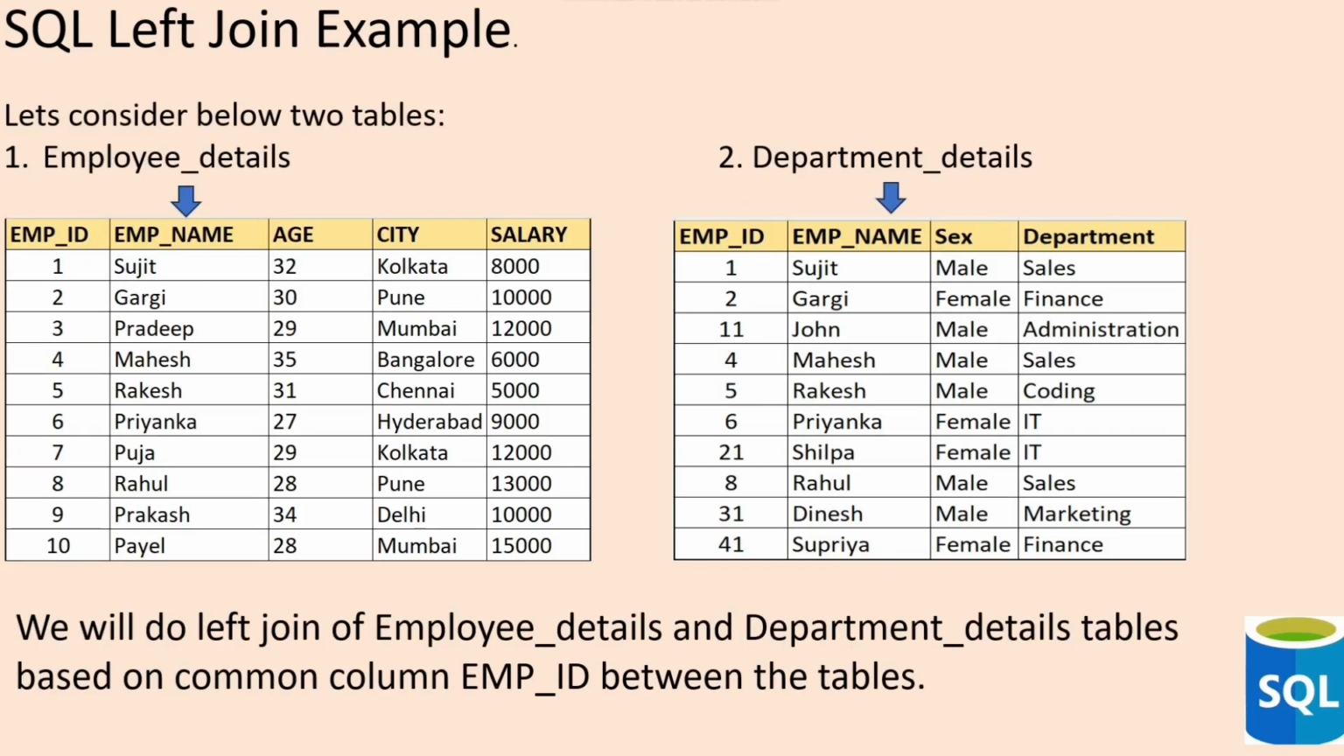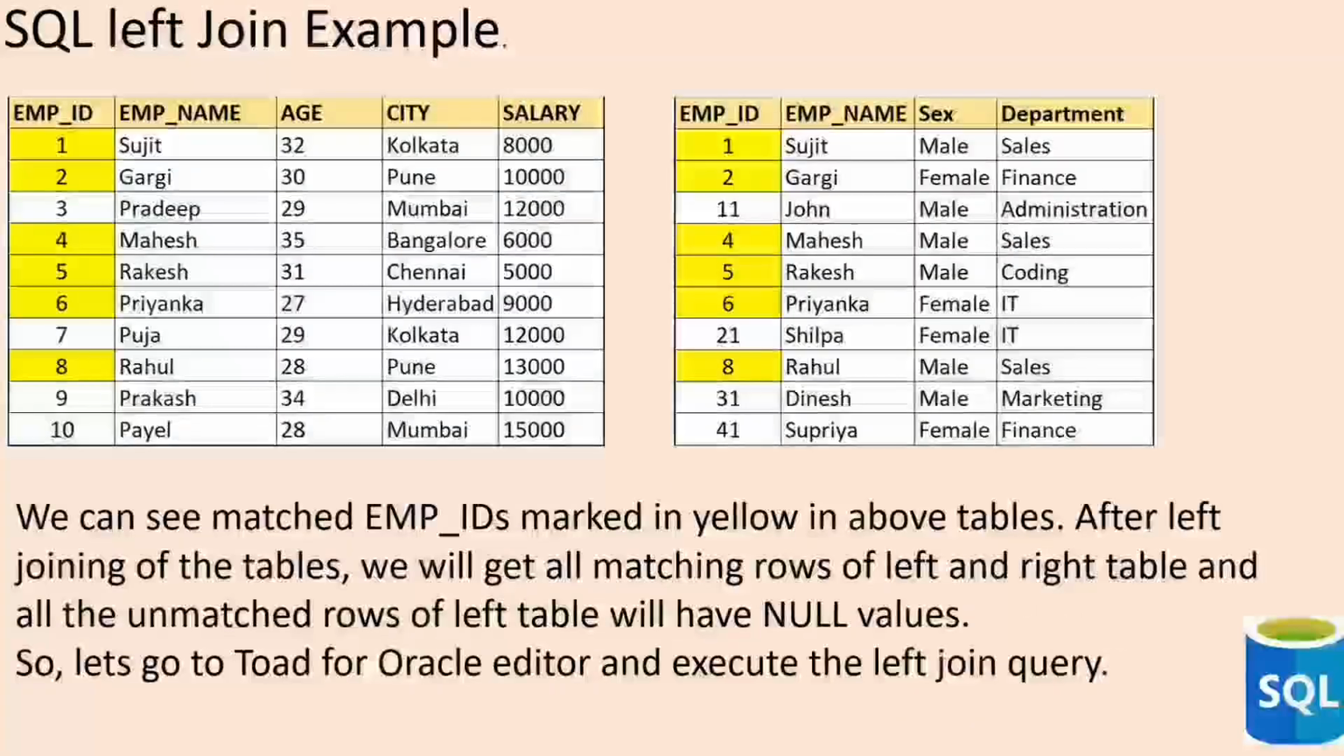Now let's see an example of left join. We have two tables, employee details and department details. In the employee details table we have the columns employee ID, employee name, age, city and salary, and in the department table we have employee ID, employee name, sex and department. We will do a left join of these two tables based on the common column EMP ID. The matched EMP IDs are marked in yellow. After left joining those two tables, we will get all the matching rows of the left and right tables, and all the unmatched rows of the left table will have null values. We will see that in the Toad for Oracle editor, and we will execute the left join query.